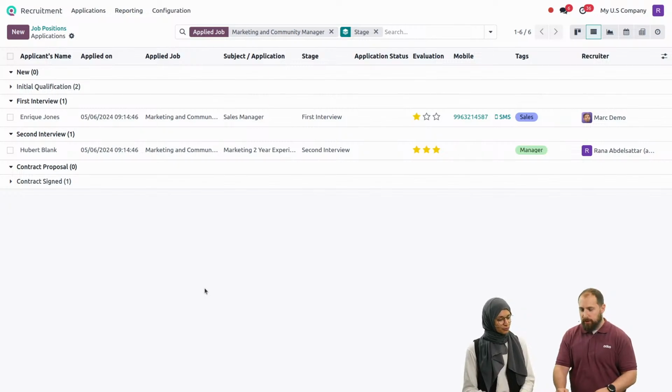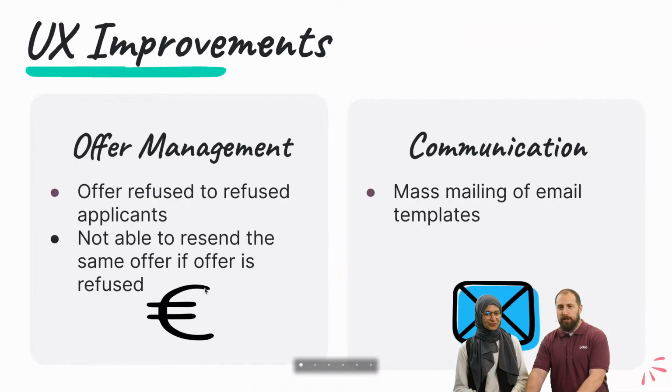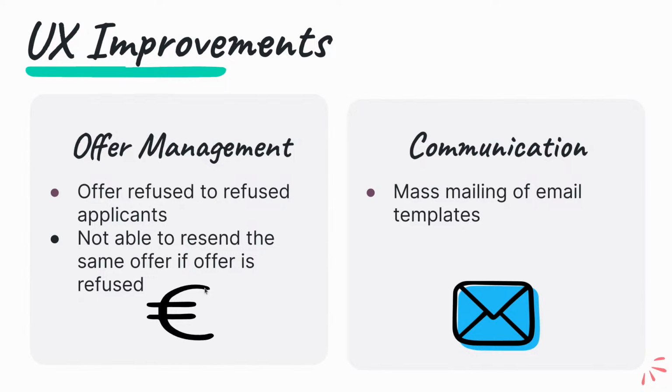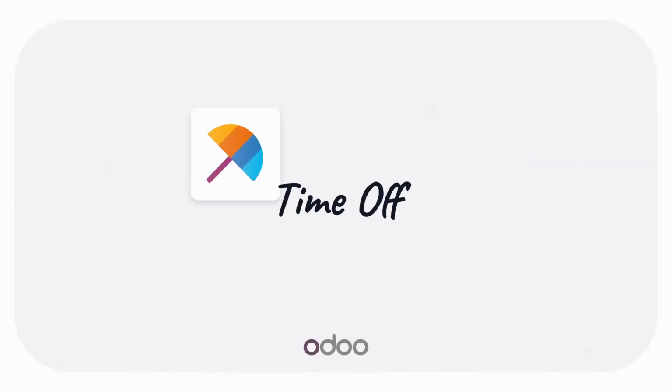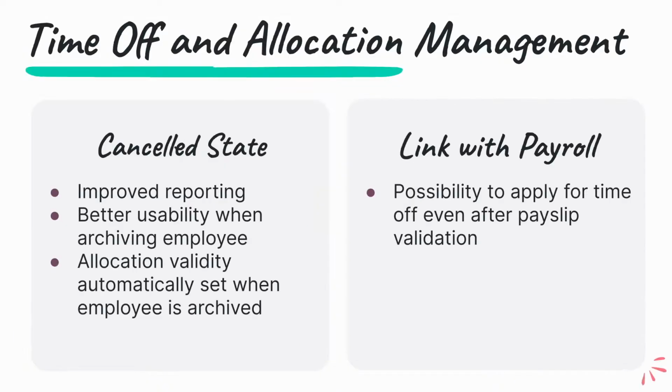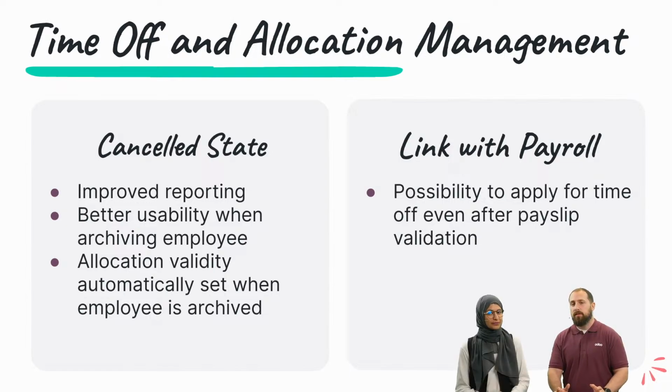I think we're done with recruitment. A lot of things changed already, and we are only at 17.2, so it's promising. What about time off now? In time off, until now, what has changed is the time off and allocation management. So there is a new state, the cancel state.